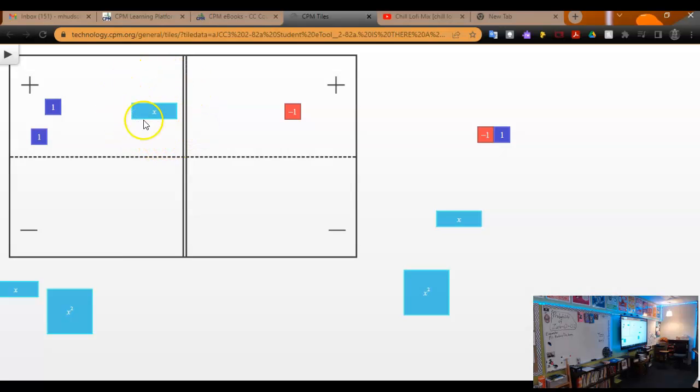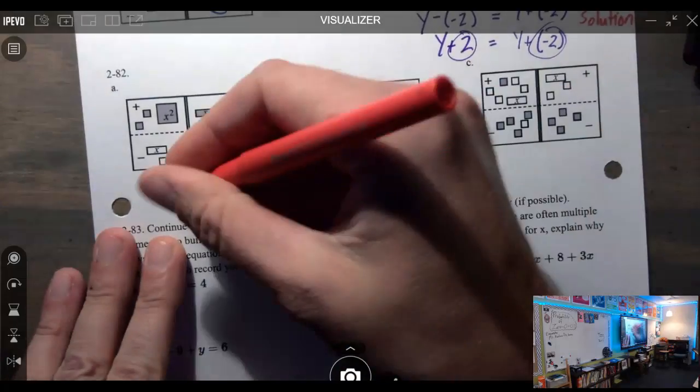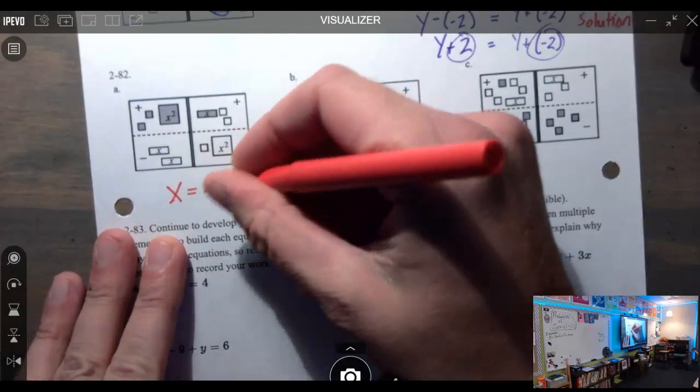We want to get the X by itself. Oh, wait, I think I know what to do. Just remove the 2 ones and add them to the other side, but make them negative. Yeah, because if we added -2 to both sides, this one comes out to be X equals -3. If you don't have it on your paper yet, go ahead and write it here. X equals -3.